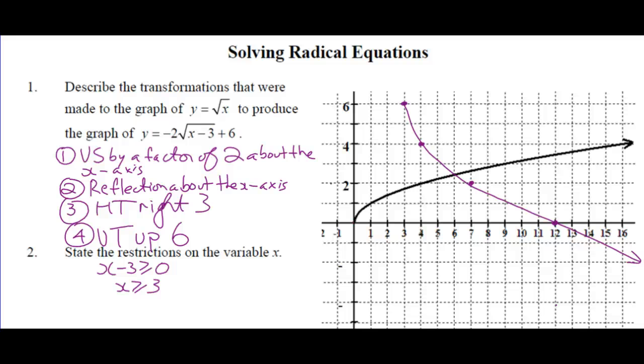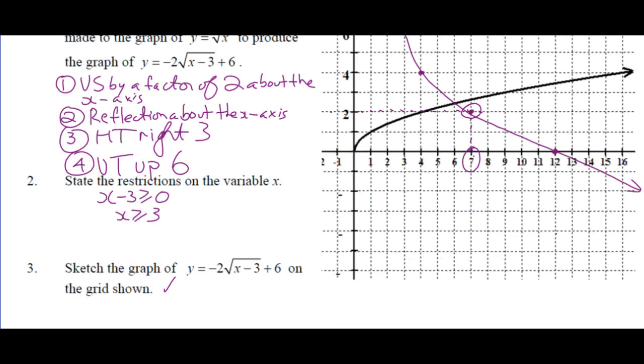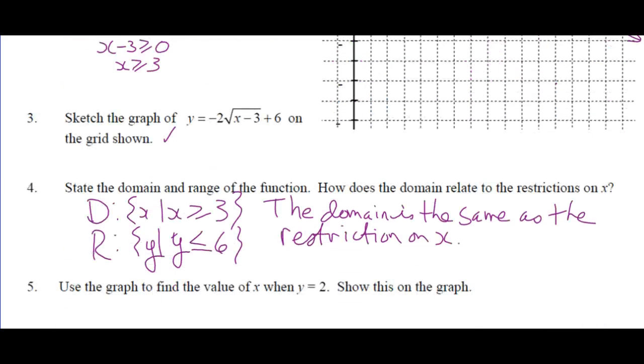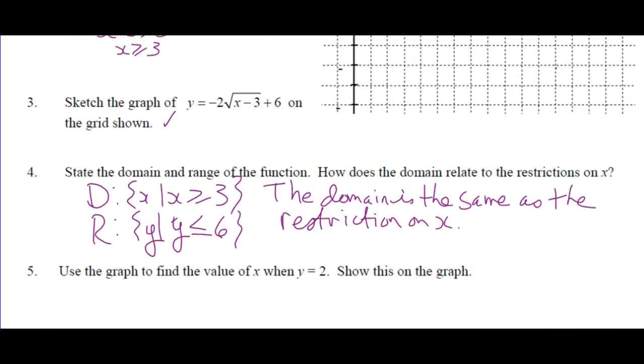Okay, so we go to y equals 2. We go along that line until we find the point, and we come down. Okay, so what's the value of x when y equals 2? 7. Show this on the graph. Okay, done. Ready?